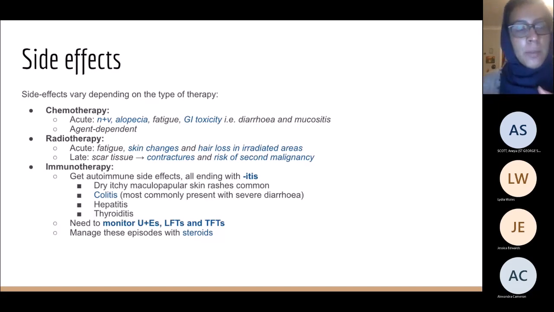And the thing with chemotherapy, and I'm going to discuss this in the next slide, is that there are certain agents that have quite specific side effects that you might be tested on as well. And I will go through that in a bit.